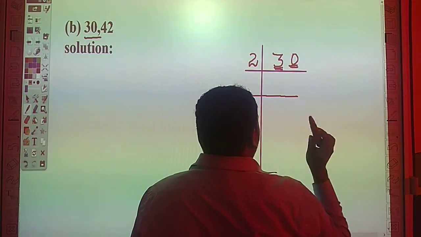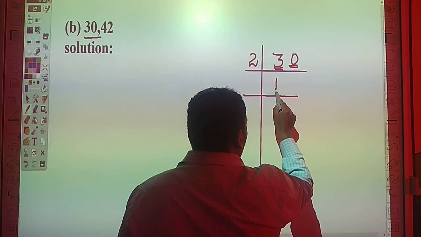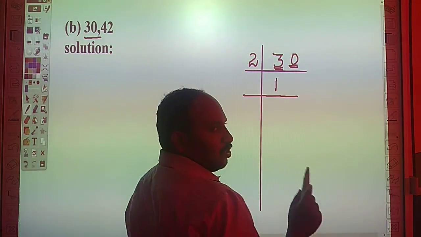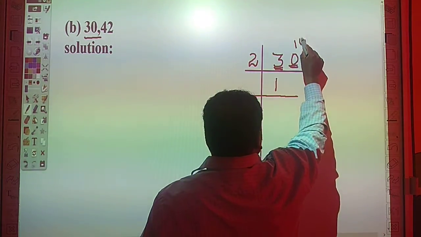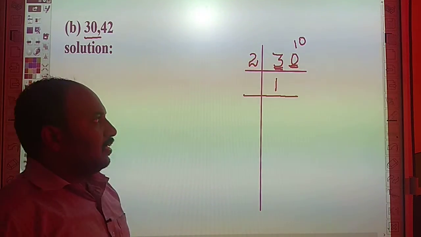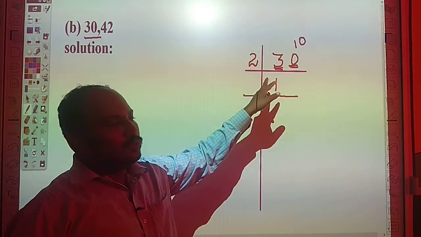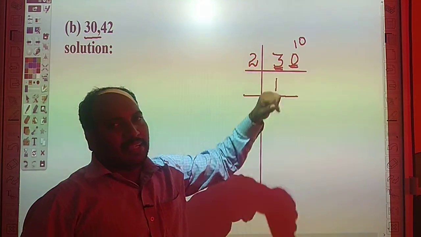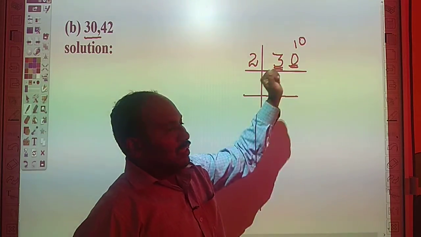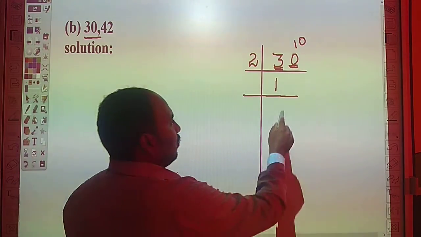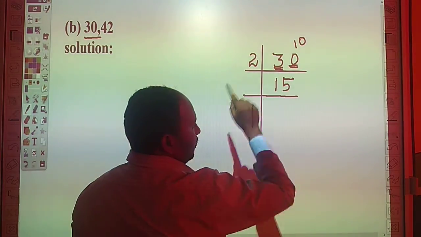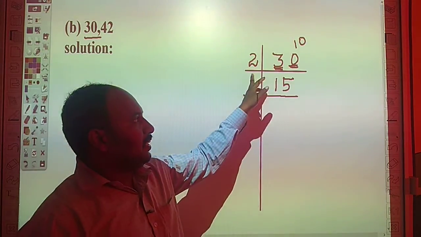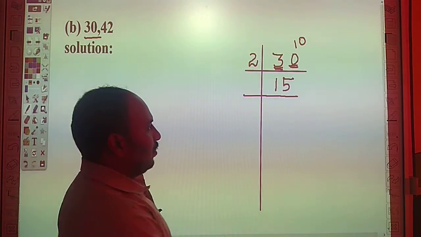The first digit is 3. So 1 times 2 is equal to 2. 3 minus 2 is equal to 1. Then 0 with 10. So 5 2s are 10. 15 into 2 is equal to 30.